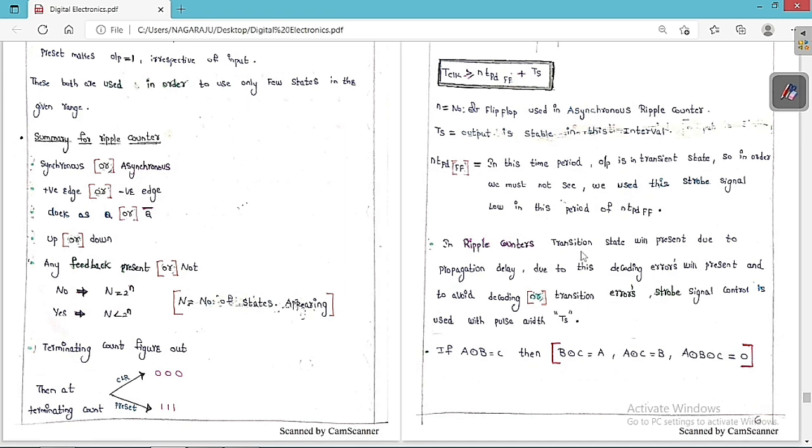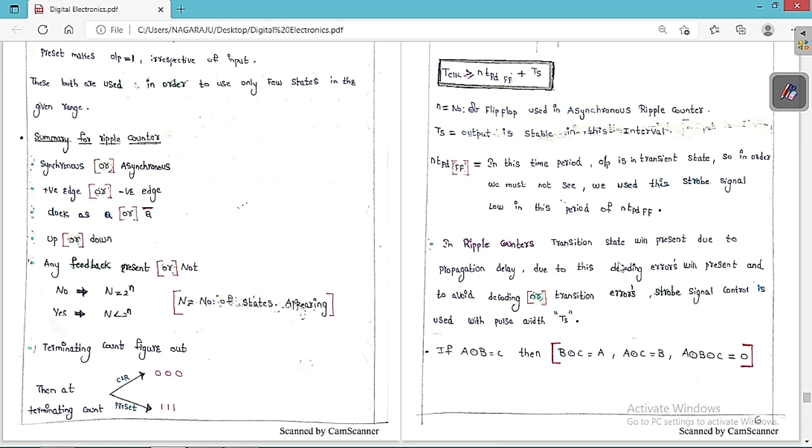In ripple counters, a transition state will be present due to propagation delay. Due to this, decoding errors will be present, and to avoid decoding or transition errors, strobe signal control is used with the pulse width of TS. These things I've already told you in ripple counters. And as I told you, some may think that this transition state is also a stable state.